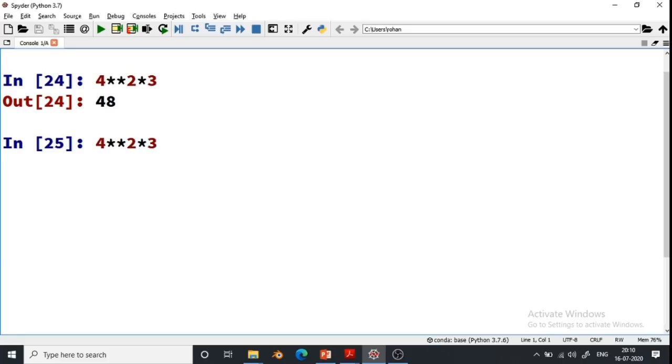But suppose we put a parenthesis around 2 multiplied by 3, then because parenthesis has a higher precedence compared to power, this will be carried out first, then the power operation. So the answer becomes 4096, where 2 multiplied by 3 is done first, then 4 raised to 6 is carried out.